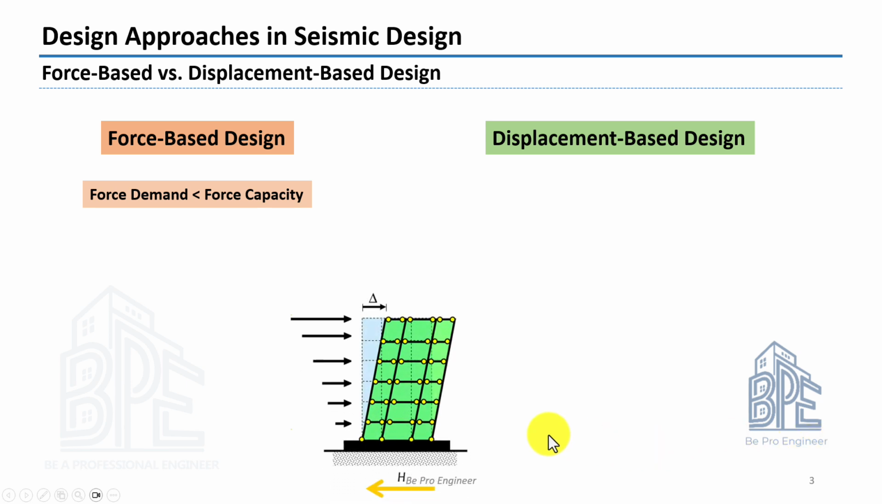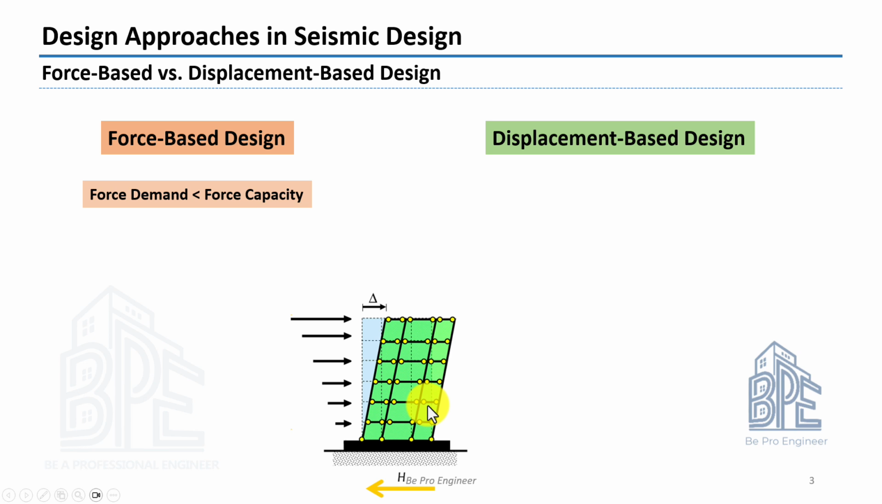In this approach, we start by estimating the loads acting on the structure, including the loads caused by an earthquake. Once we know those loads, we apply them to our structural model and calculate the internal forces in each member, like axial forces, bending moments, and shear forces. Then, we design each member so that its strength or capacity is greater than the force demand it needs to resist. Basically, we check whether each element can handle the expected forces.